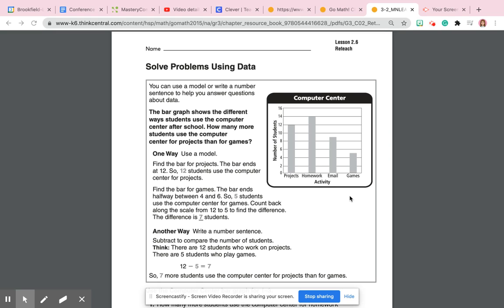Alrighty, good job. You made it to the video where I'm going to help walk you through lesson 2.6. I'm going to reteach you how to solve problems using data. So let's read through this together. You can use a model or write a number sentence to help you answer questions about data.